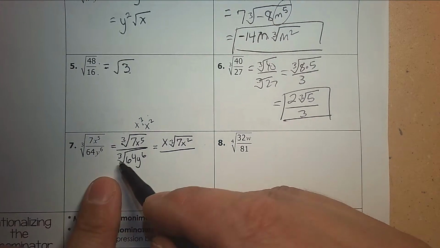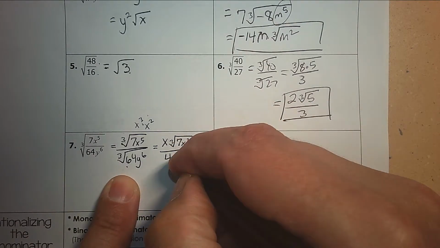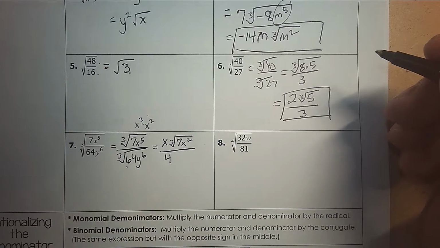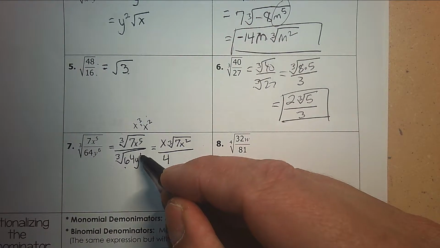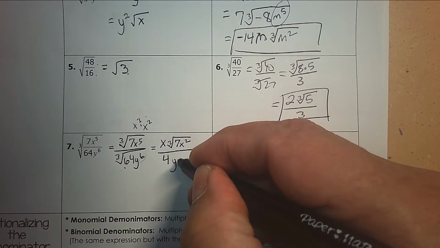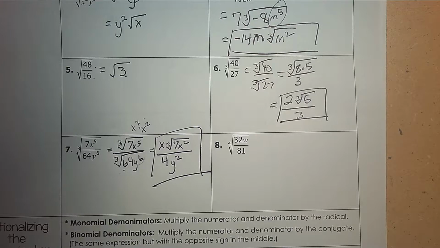What is the cube root of 64? 4, right? Because 4 times 4 times 4. And then is 6 okay? What's 6 divided by 3? And that's it. Nothing can be simplified further.